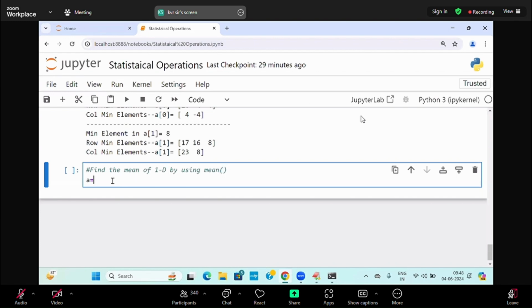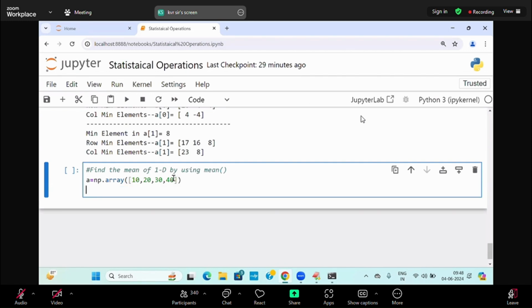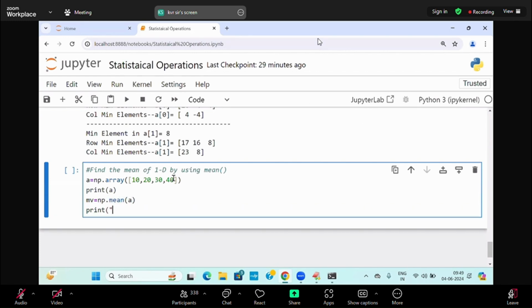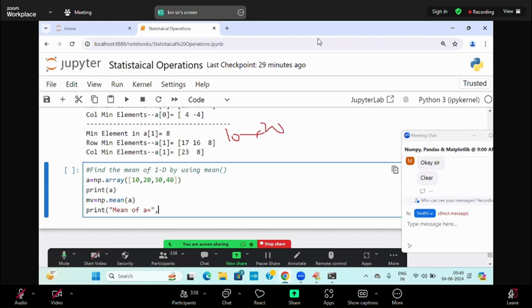Simple. np.array of take some data: 10, 20, 30, 40. This is the data. Now print of A. Now you can find the mean value is equal to np.mean of A, and print the mean. You already know the mean of A is equal to, I need not tell you, 10 plus 20 plus 30 plus 40 by 4.